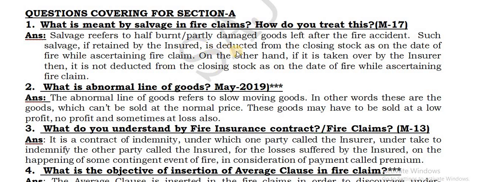On the other hand, if the same is not taken over by the insurance company, then in that case it will be deducted from the closing stock. Then what is abnormal line of goods? Already I told you. I hope only till here it is there. You can include even this particular sentence also. These goods may have to be sold either at a low profit, or sometimes at no profit, or even at a loss. So this particular sentence you can add here. It is not in your question bank, so add it.